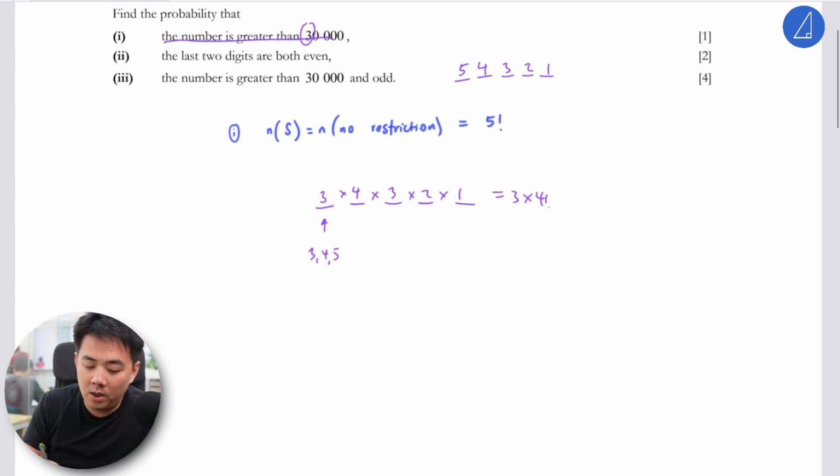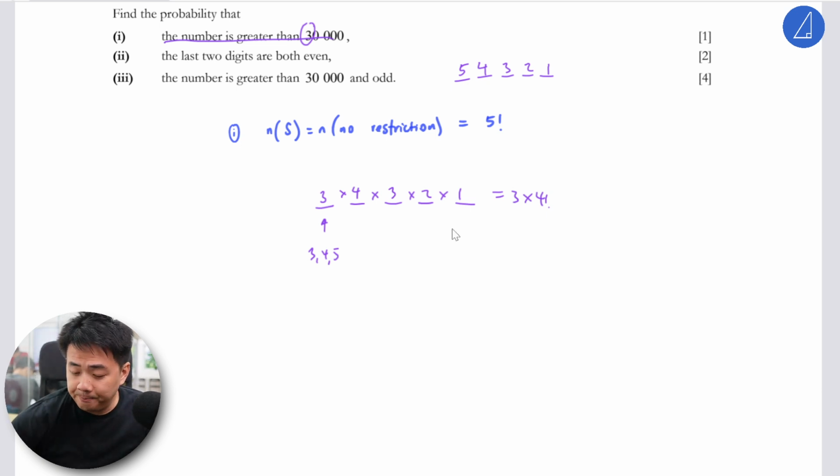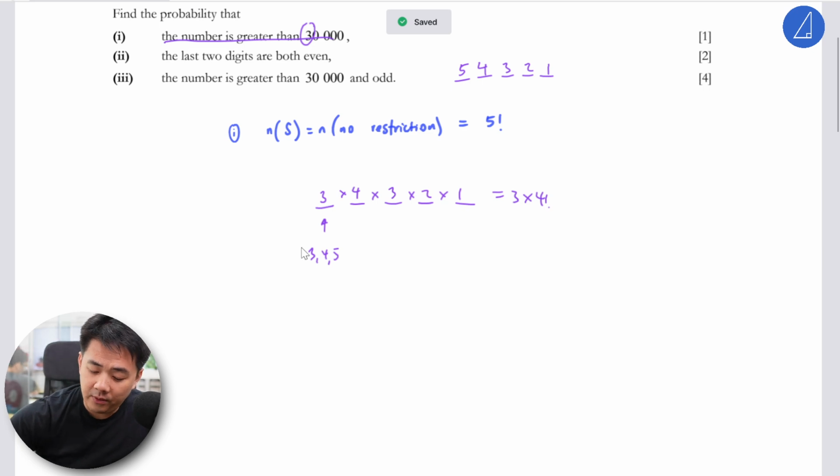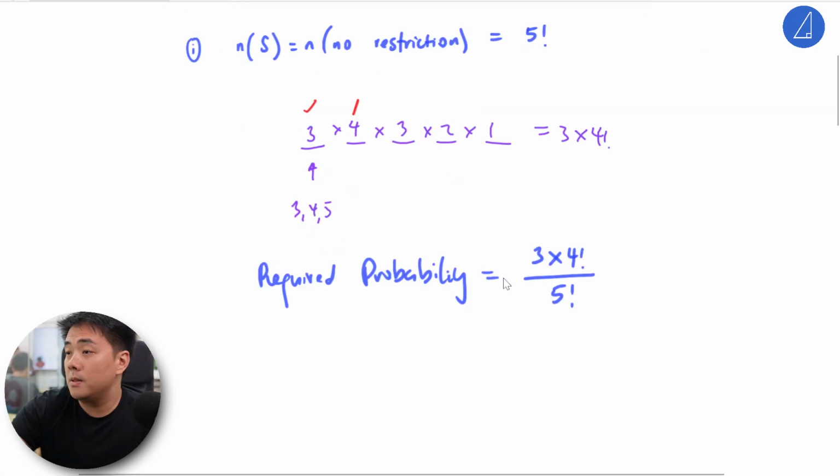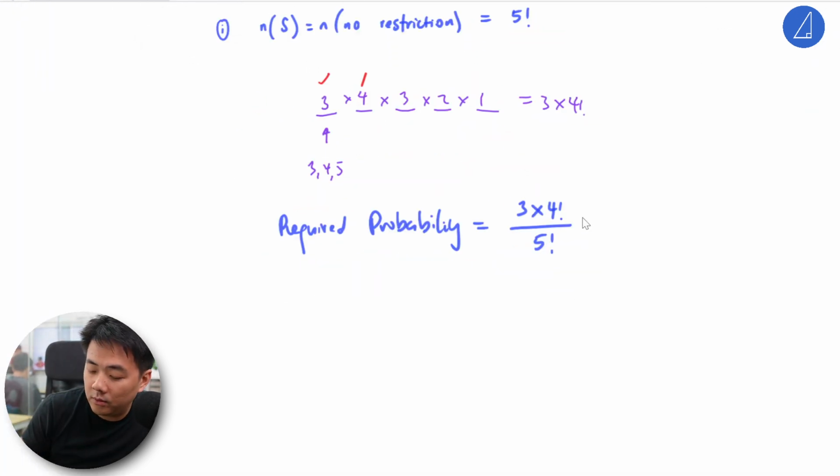It's not an issue, right? So the required probability in this case would be 3 times 4 factorial over 5 factorial. Because after picking one for the first slot, you will have 4 more options left. Say you put 3 here, you have 1, 2, 4, 5 left. If you put 2 here, then it will be 4 as well. So the answer will be 3 over 5.